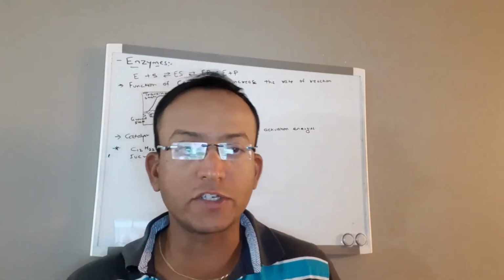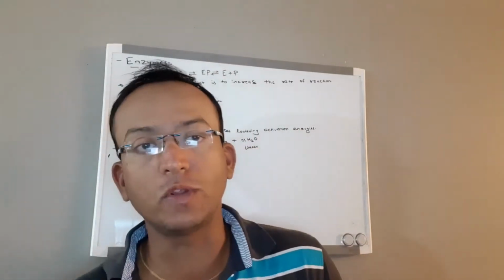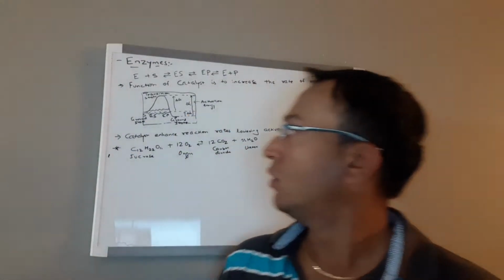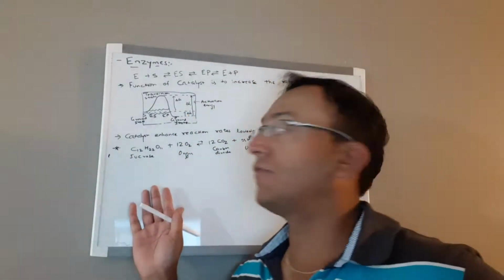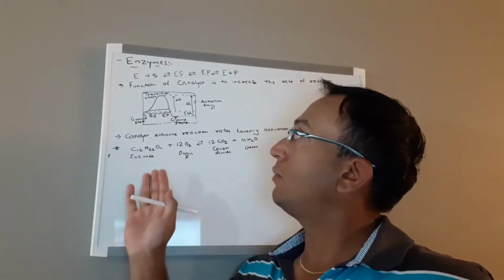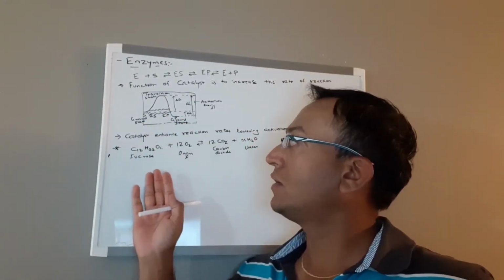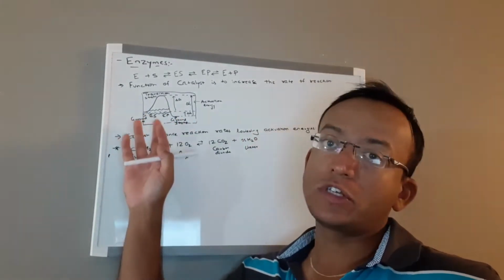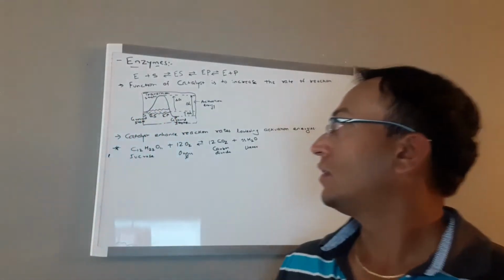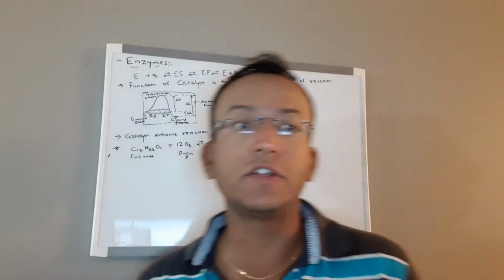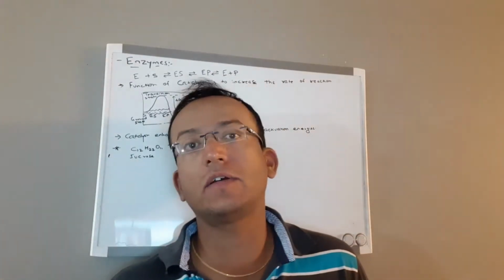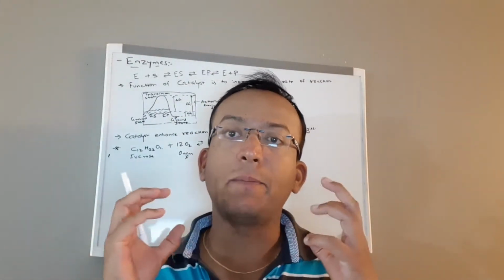So as you know, we are studying the enzyme and we are continuing with the enzyme as well. This is what we studied last time, right? The enzyme, the function of the catalyst, the ground state, transition state, and the activation energy. So now we'll see the enzyme and substrate when they bind with each other.